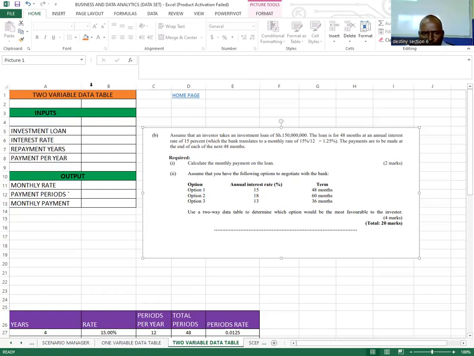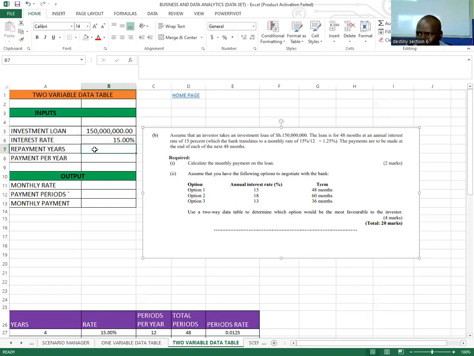So first, let us bring in that data. The investment loan, which I had already written here. So the investment loan is what? It is 150 million. So 1, 2, 3. So that is it. And then the interest rate is very clear. It is 15% per annum. So we will put that. And then now the repayment years.